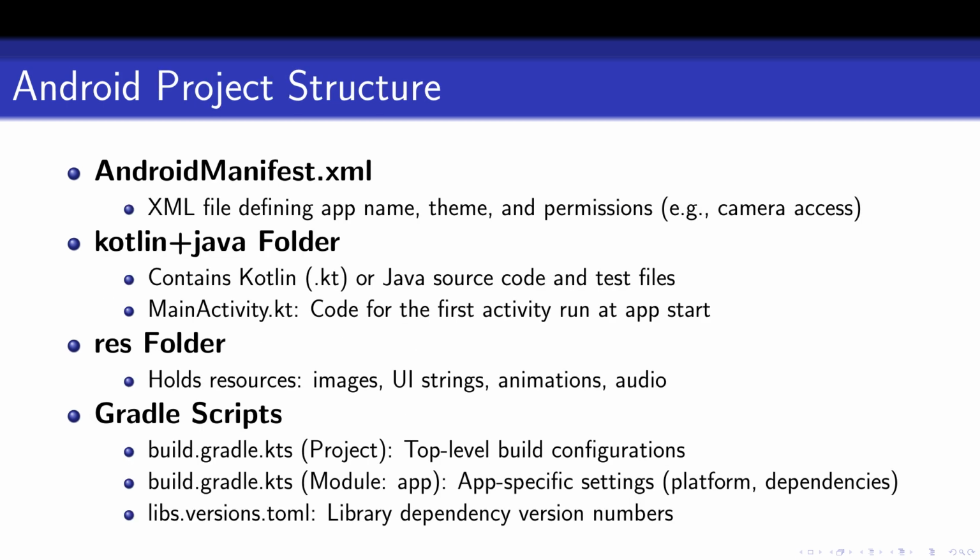The Android project structure is like a well-organized toolbox. The AndroidManifest.xml file defines the app's name, theme, and permissions, like camera access. The Kotlin plus Java folder holds your source code, like MainActivity.kt, which runs the app's first screen. The res folder stores resources like images and UI strings. Gradle scripts, including project and app-level build.gradle.kts files, handle build configurations, while libs.versions.toml tracks library versions.